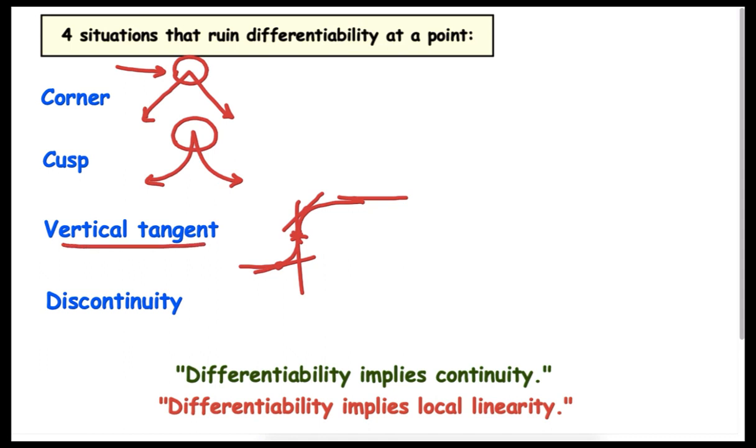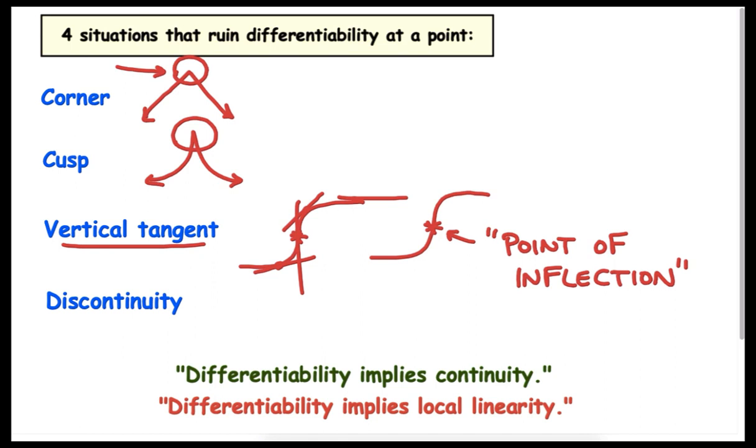In fact, that point right there has a name that we're going to learn later on in the class, and it's called a point of inflection. And finally, last but not least, discontinuity will ruin derivatives. Discontinuity, as we know, comes in 3 flavors: point, jump, and infinite.